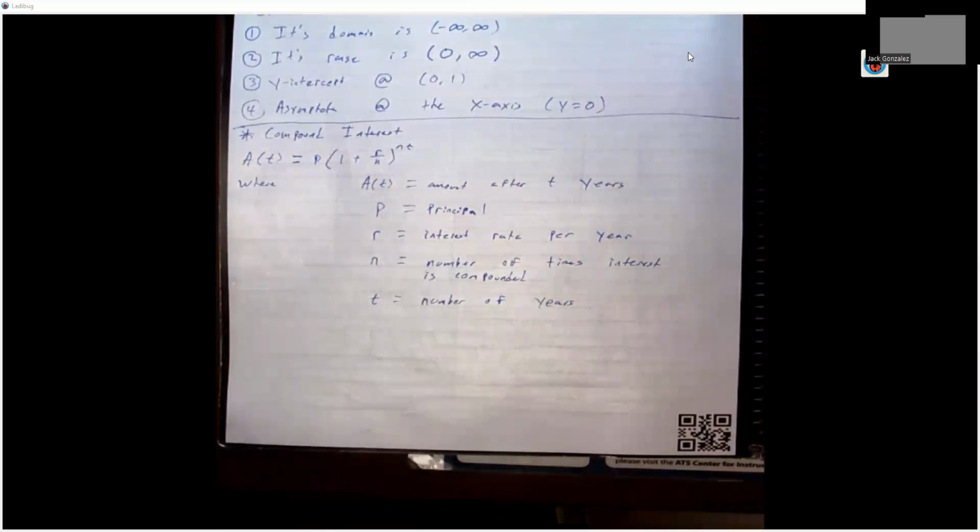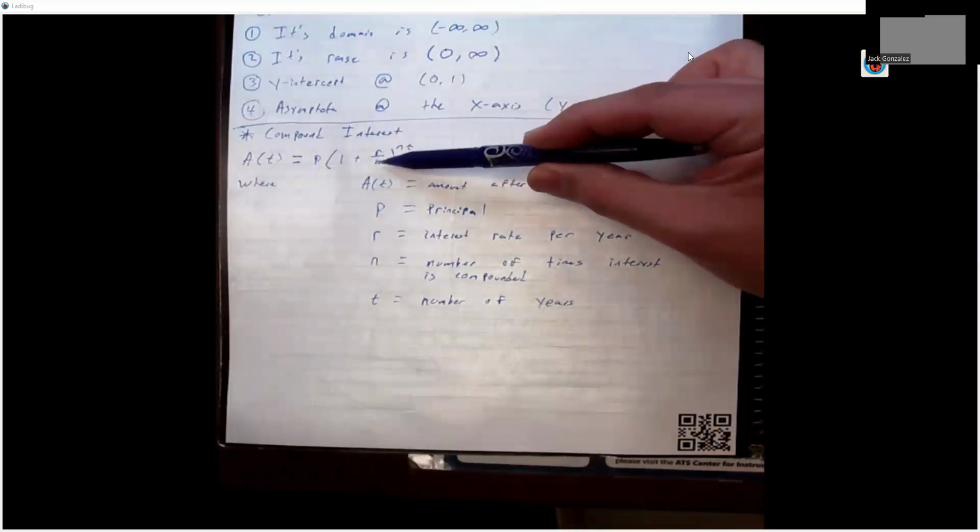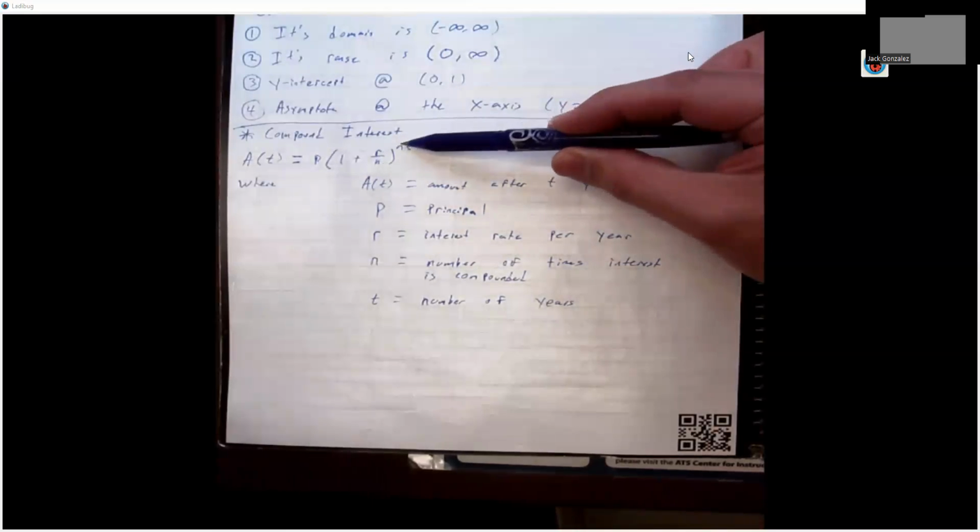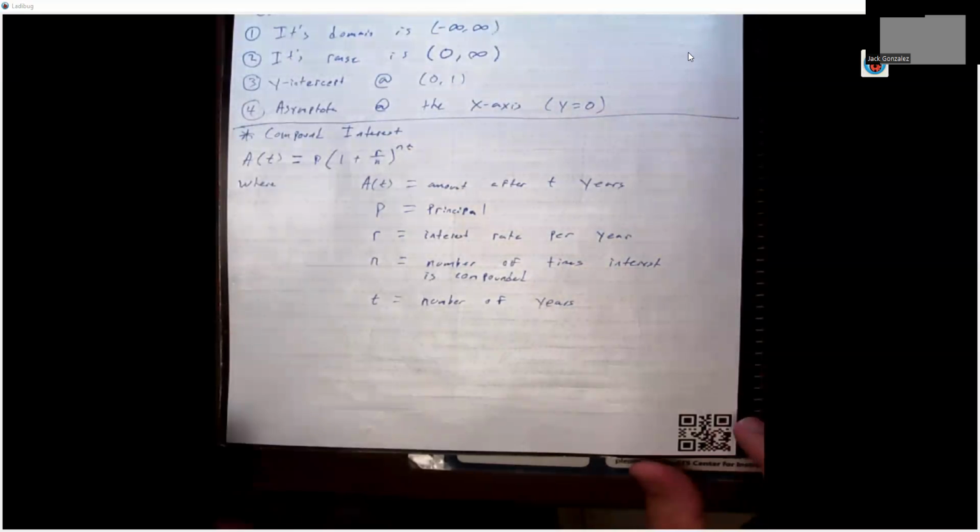Any questions on the formula before we start doing examples? It says 1 plus R over N, to the NT power. You guys cool on this page? All right.